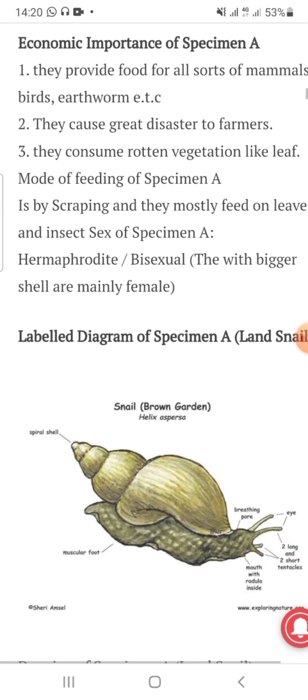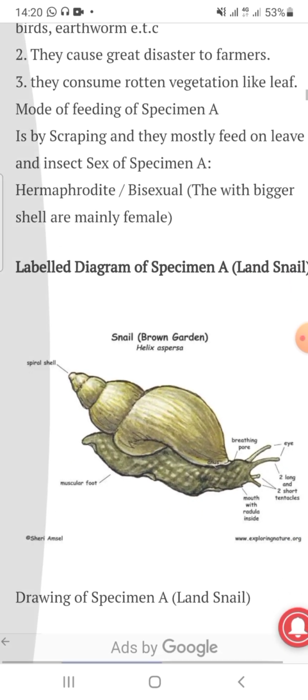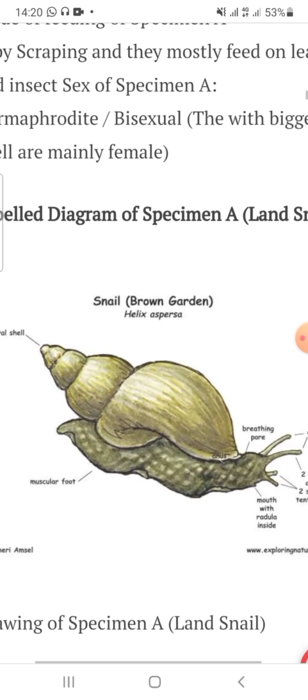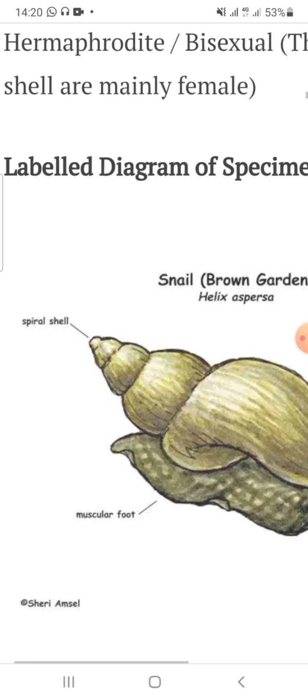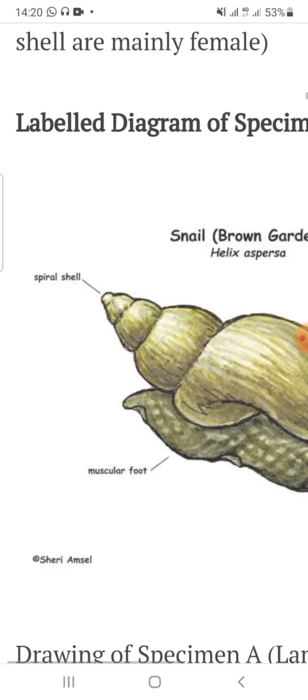So this is the label diagram of specimen A land snail. Remember, specimen A is a land snail. This is the label diagram. So you can look at that.